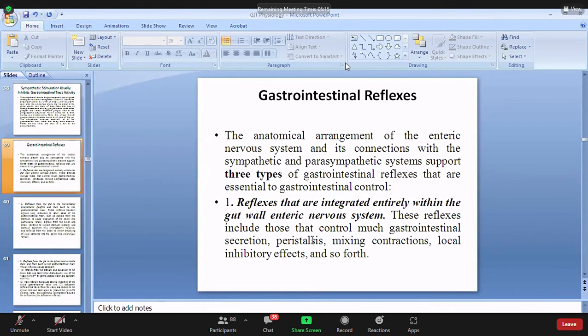Okay. So the first reflex we mentioned is the one that is integrated entirely within the gut wall. It is within the gut wall, okay? That is integrated within the gut wall enteric nervous system. And this reflex includes those that control much of the gastrointestinal secretion, peristalsis, mixing contraction, local inhibitory effect, and so forth.